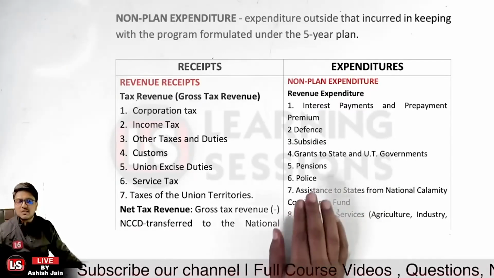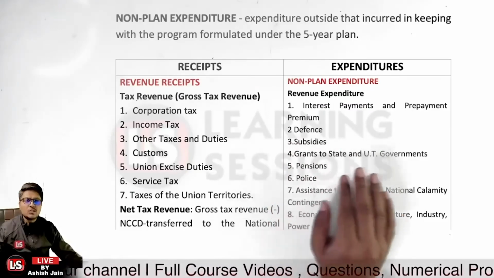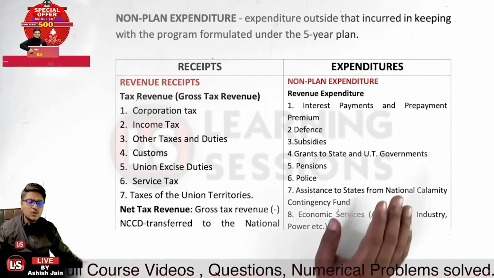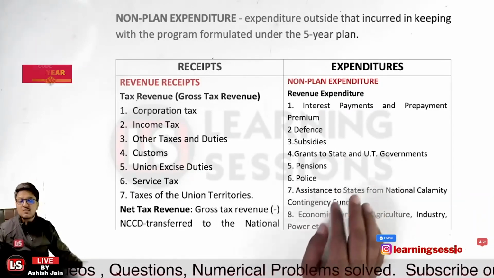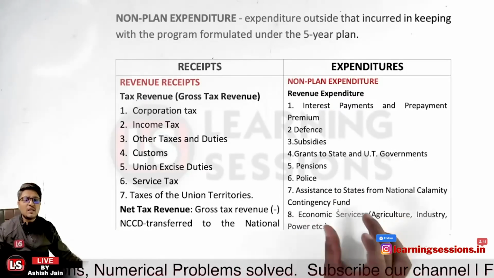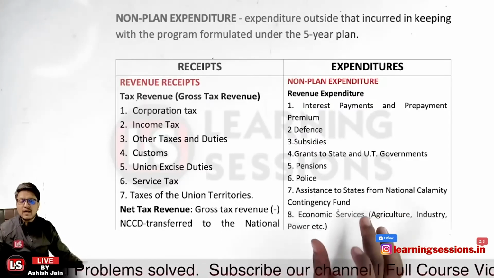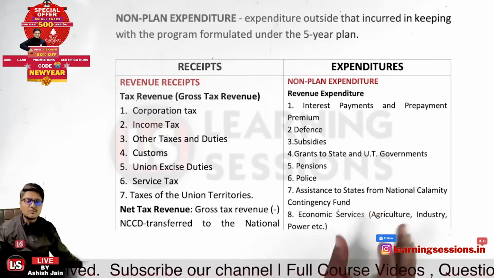It may be the expenses related to day-to-day expenses we are talking about over here, related to defense, related to subsidies, or it may be the case grants have been paid to the states or the union territory governments, or pensions have been paid, police expenses over there, or assistance to states from the National Calamity Contingency Fund. So if an assistance has been paid to the states from the NCCF, in that case also it is basically related to the revenue expenditure.